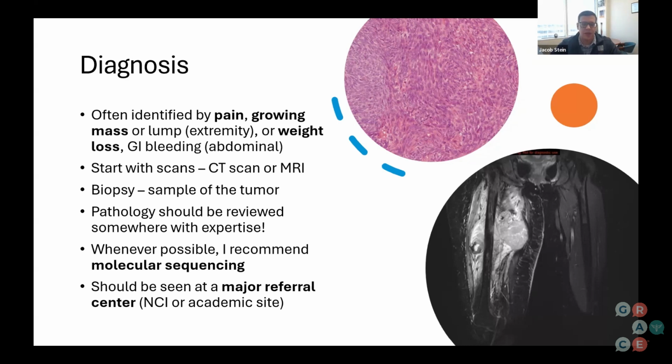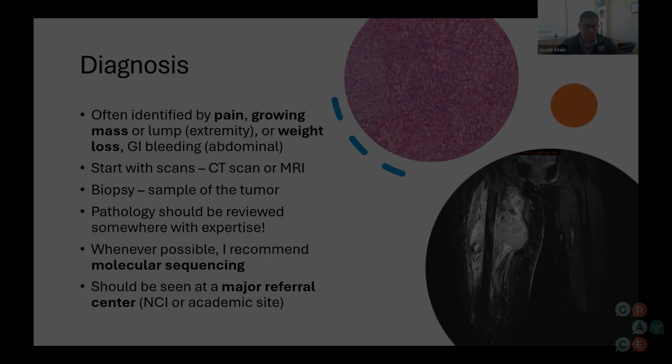And so you can imagine if we don't send that testing, we can't get the right diagnosis because we haven't looked. And the biggest point I want to make here is that because of the rarity and the nuance in the care of these cases, I think it's really important to be seen at least once at a major referral center, whether that's an NCI designated comprehensive cancer center like ours, or another academic site, but somewhere with some expertise and experience dealing with these sarcomas so that you or your family can get the best treatment possible.